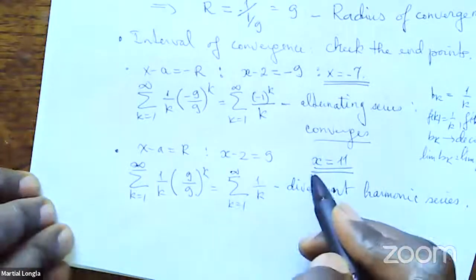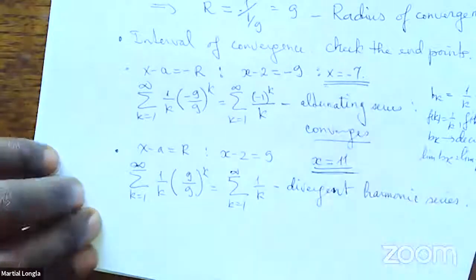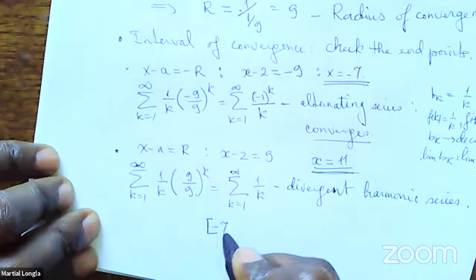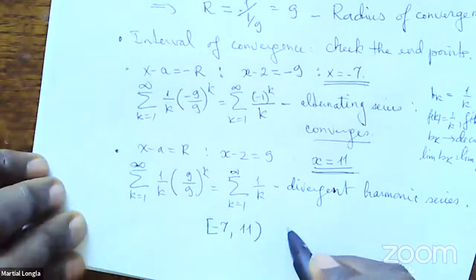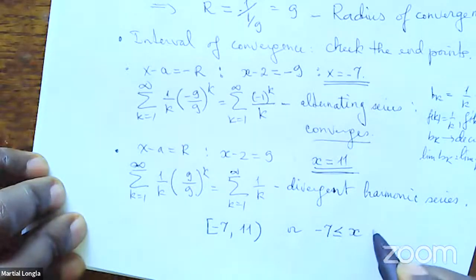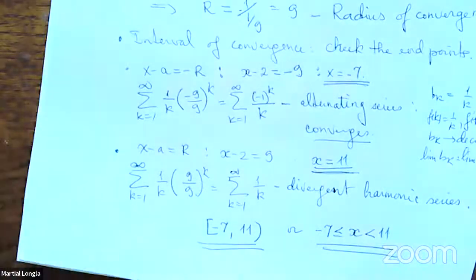So the upper point diverges, we cannot include it. The lower point converges. So the interval of convergence is negative 7 included, 11 open, or negative 7 less than or equal to x strictly less than 11. These two notations mean the same thing. That's it. And those are the 7 types of questions that you have on your test.